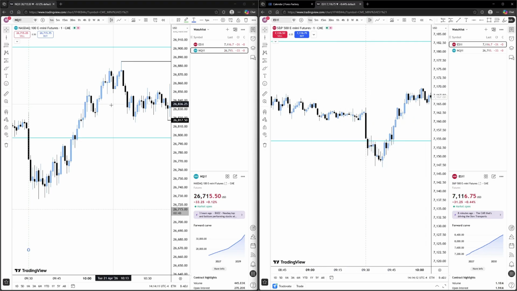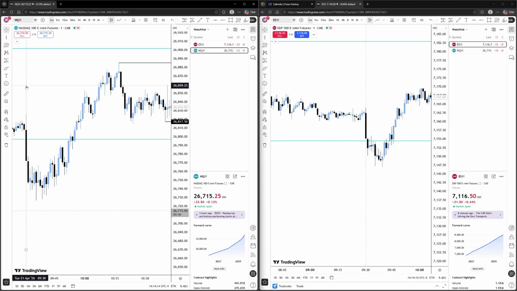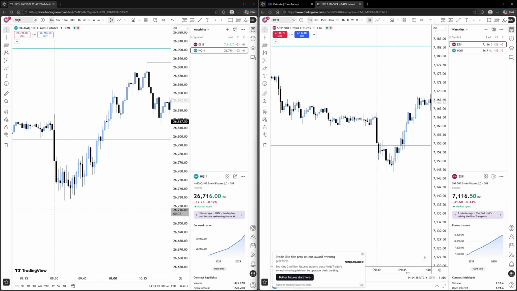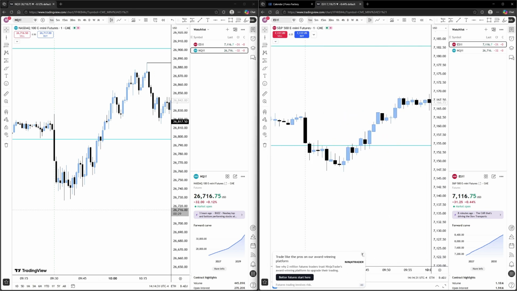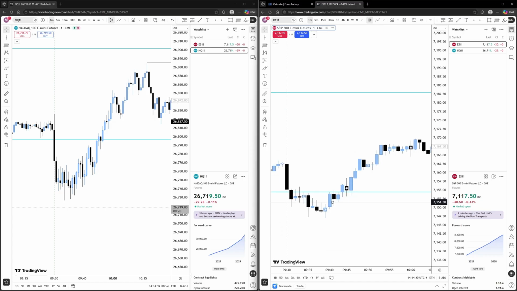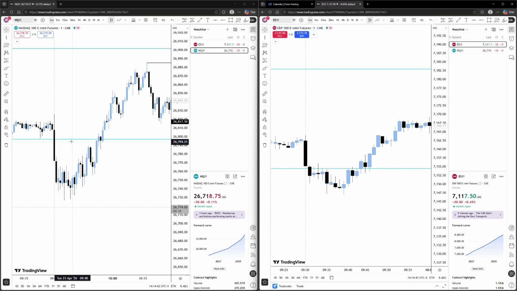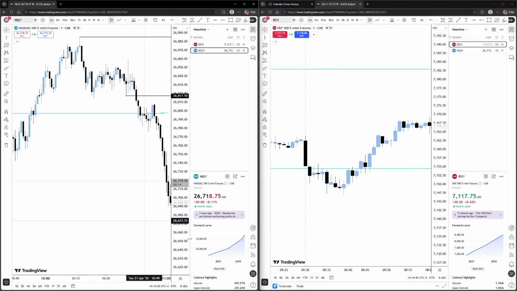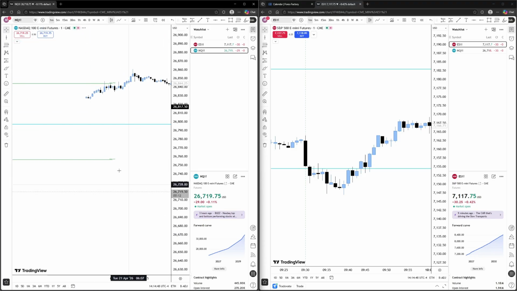So this was the open. Market dumped, took out London lows, consolidated here. I did want to take the longs, but it was kind of too early here, and there were still Asia lows. So let's see where the Asia lows are. Yeah, Asia lows was right here.